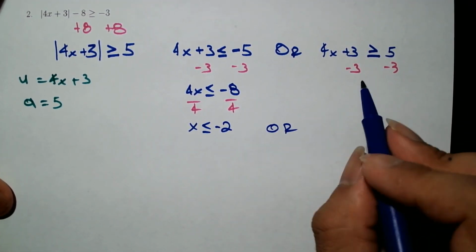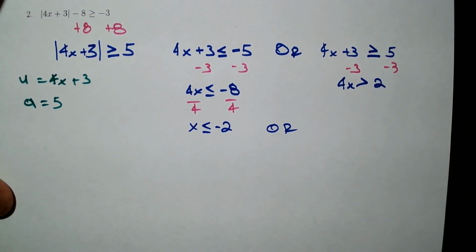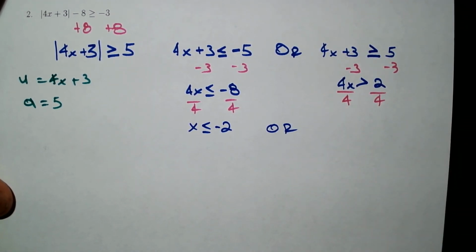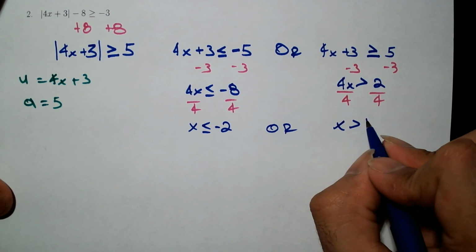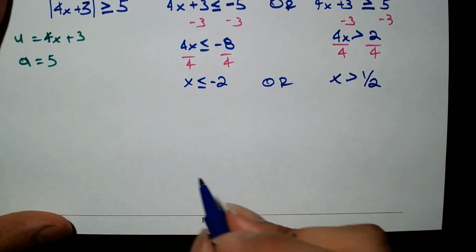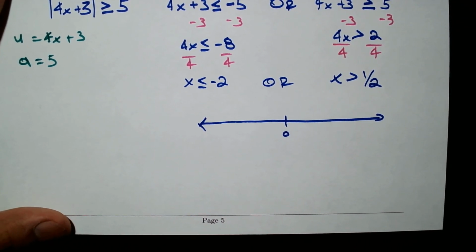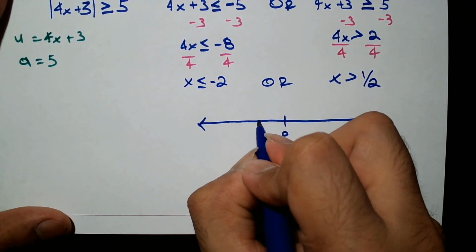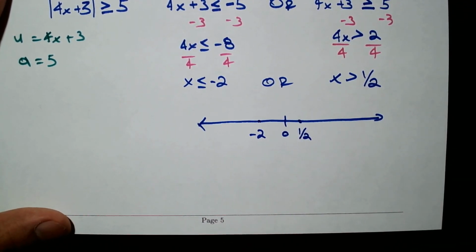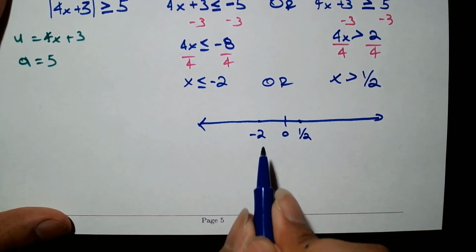Then or, 4x greater than or equal to 5 minus 3, that's 2. And divide both sides by 4 to get x greater than or equal to 2/4, which is 1/2. So before writing that using interval notation, let's locate these two numbers on the number line. The 0 in the middle always works. The number negative 2 is right here, and the number 1/2 is somewhere here. It doesn't have to be perfect, just as long as it is consistent with the order of the numbers.